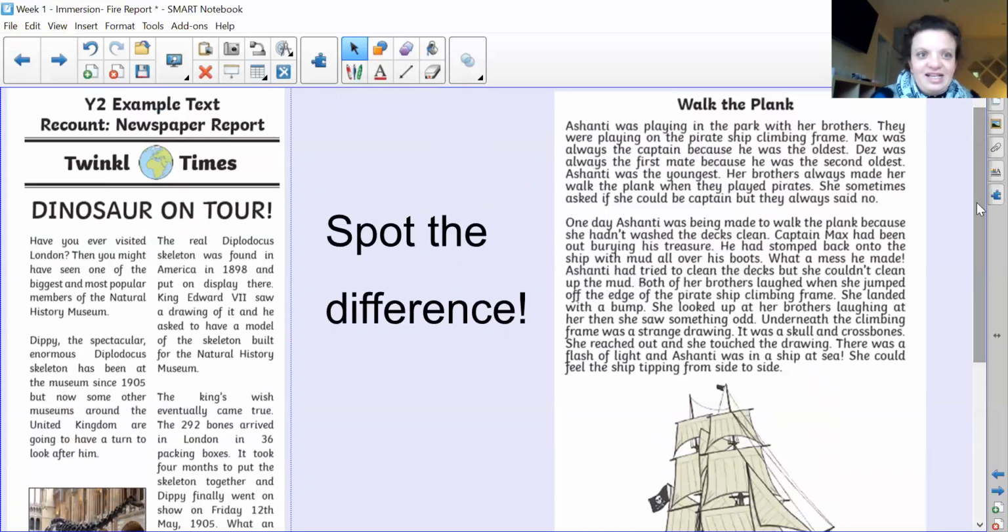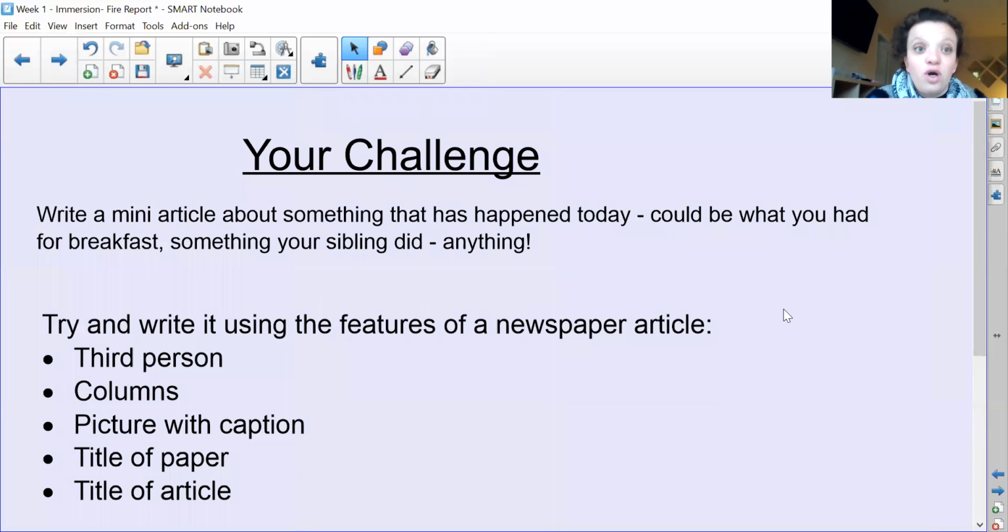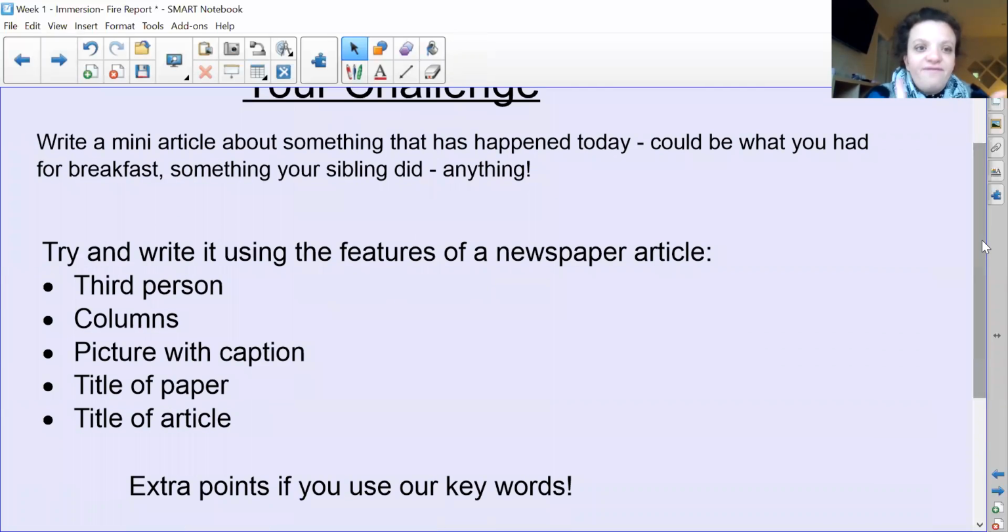So they're the main things: the headline, the title of the newspaper, we write it in columns, and we also have a photograph which is labelled. Fantastic. Let's see if we got them all. We did. Third person, talking about other people, columns, picture with a caption or a label, title of the paper, title of the article, the headline.